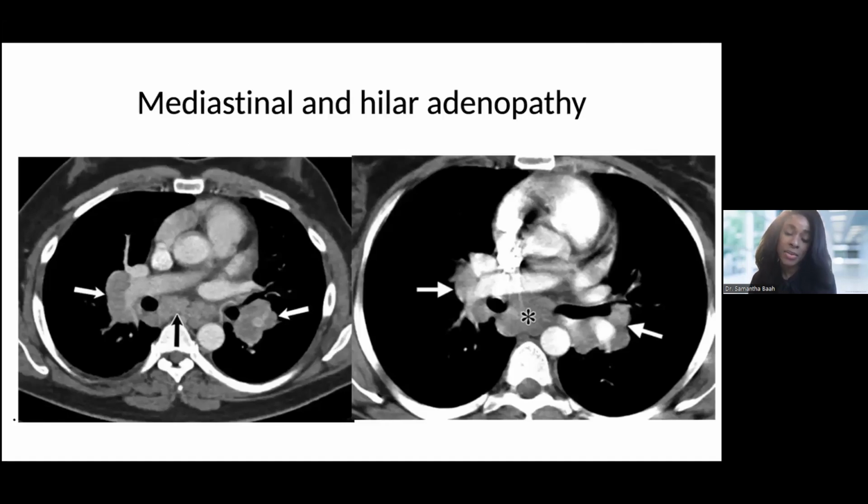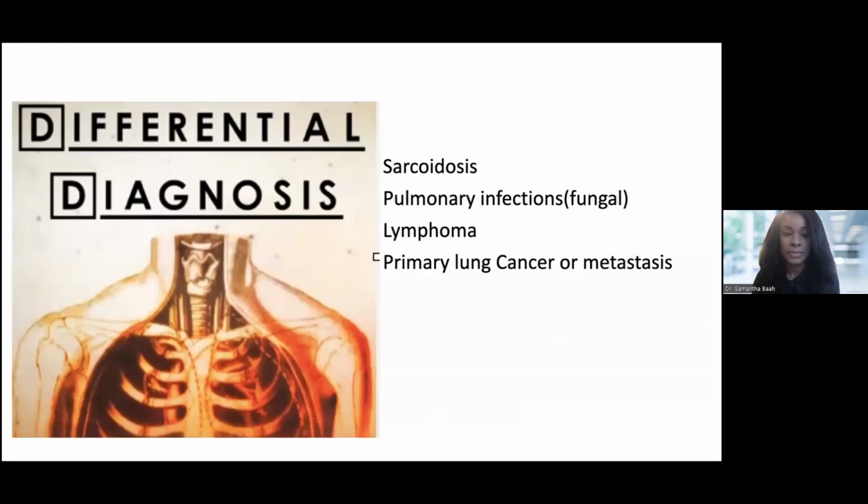And she gets a chest x-ray, which was followed by a chest CT, which shows bulky hilar and mediastinal lymphadenopathy. And it's pointed here with the arrows. And you have to come up with a differential diagnosis for this. So you think, could it be sarcoidosis? She's a young female. She has mediastinal adenopathy. Could it be a pulmonary infection? Could it be histoplasmosis? Could it be lymphoma or a primary lung cancer or metastasis to the lymph nodes?